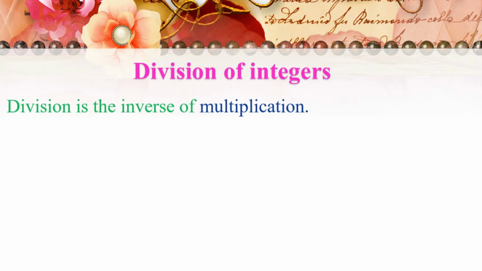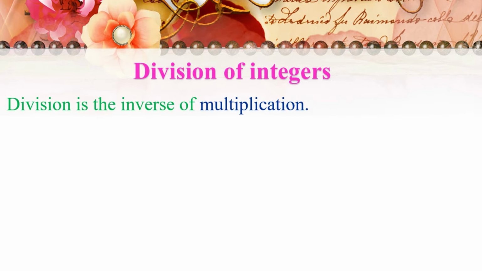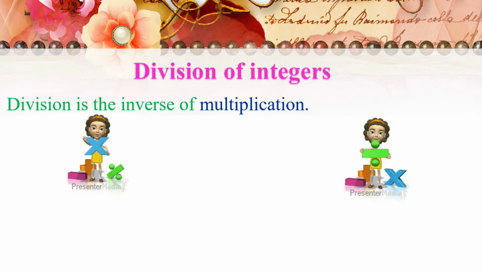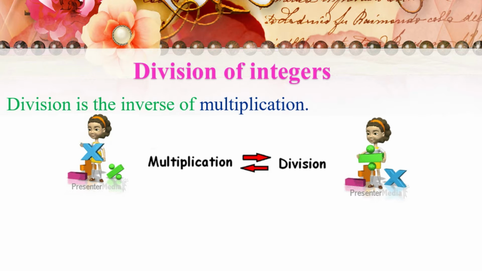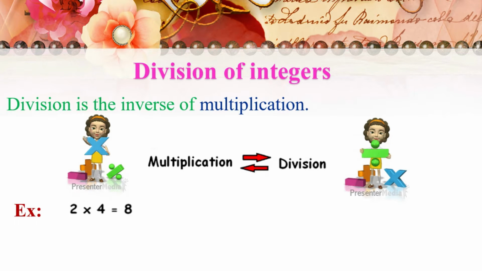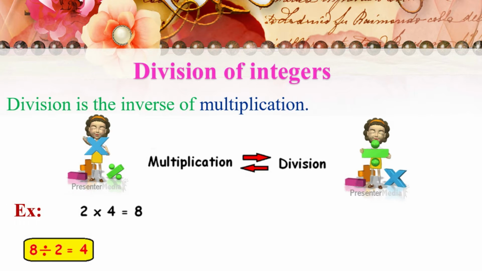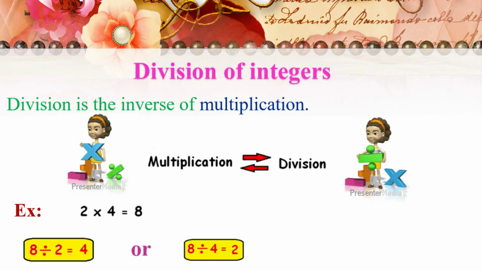Division is the inverse of multiplication. Division of integers is the opposite operation of multiplying integers. It is the process by which one tries to determine how many times a number is contained in another. Let's see the example. 2 4s are 8. 8 divided by 2 is equal to 4, or 8 divided by 4 is equal to 2. Therefore, division is the inverse of multiplication.